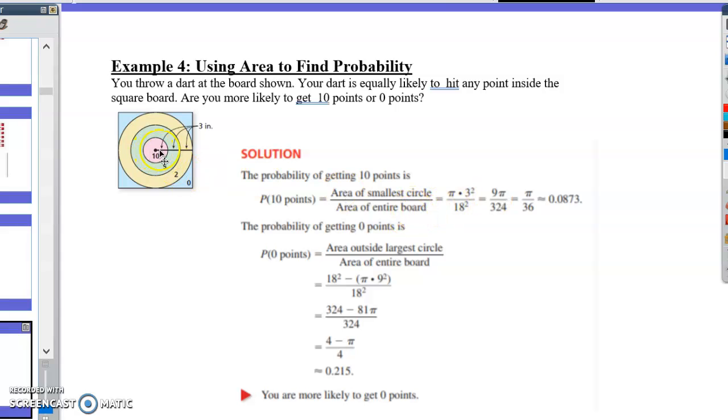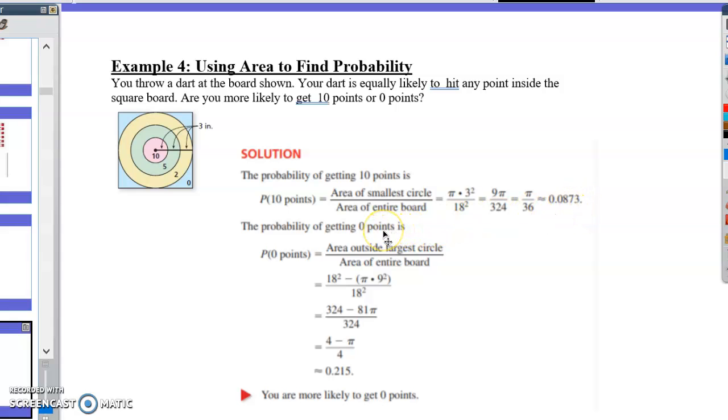Well, this entire board, I have 3 plus 3 plus 3. So I am going to have 9 on this side and 9 on this side. So it's going to be 18 by 18. So 18 squared is the area of the entire board. So now I've calculated that.